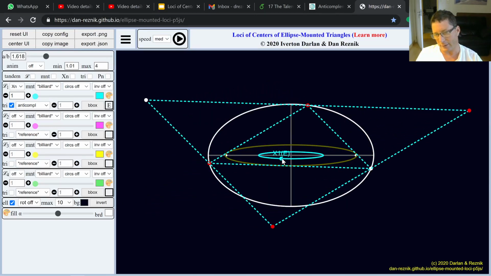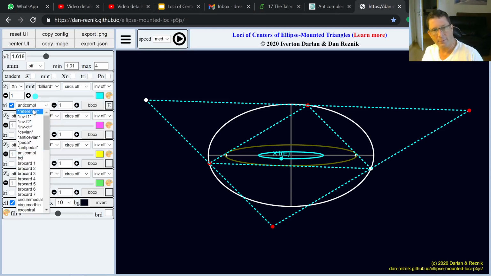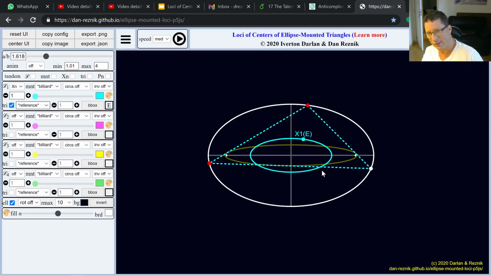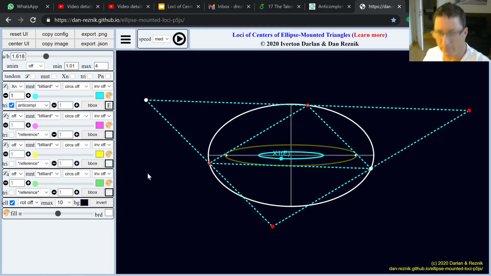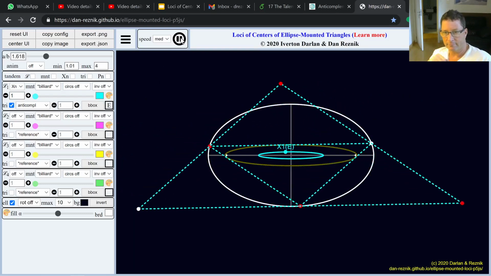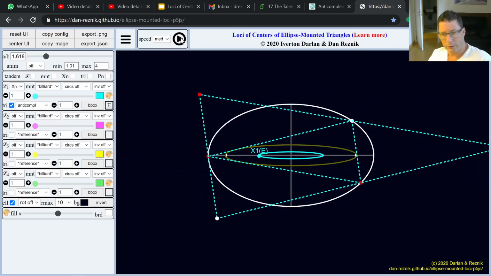And what I'm looking at right now is the in-center, not of the reference family. Remember, the in-center of the reference family did this. Okay, this is the in-center of the reference family. But I'm looking at the locus of the in-center of this derived triangle, the anti-complementary. And it happens to be an ellipse as well. Okay, so that's a nice finding.